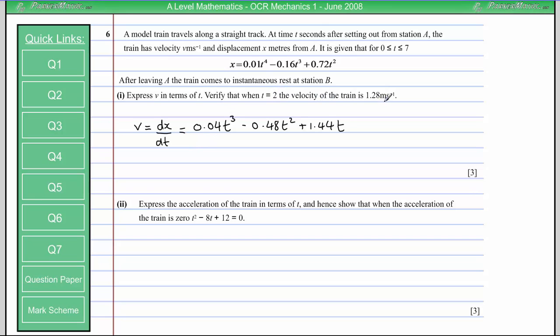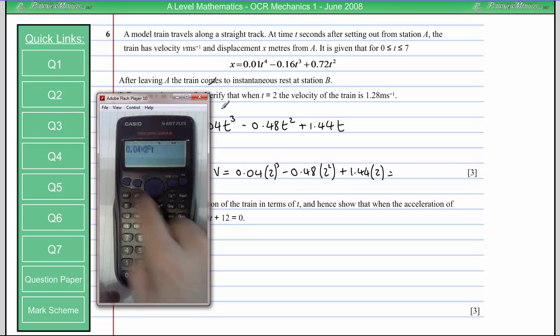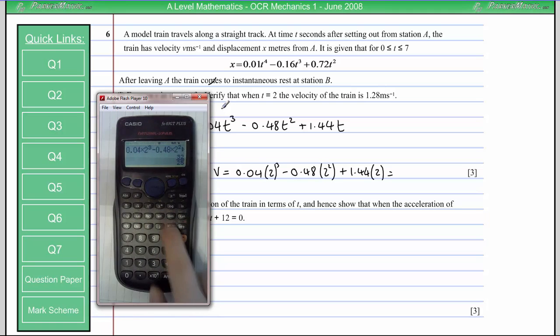So this is our expression for v in terms of t, and next we need to substitute in t equals 2 to verify that we get a velocity of 1.28 meters per second. So when t equals 2, v is going to be 0.04 multiplied by 2 cubed minus 0.48 multiplied by 2 squared plus 1.44 multiplied by 2. We get 1.28.